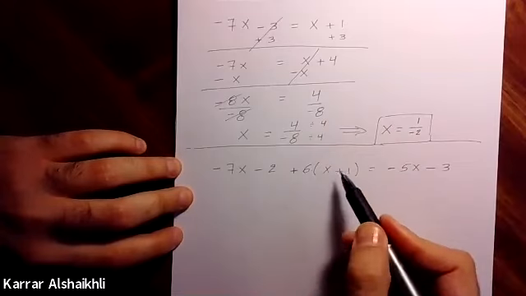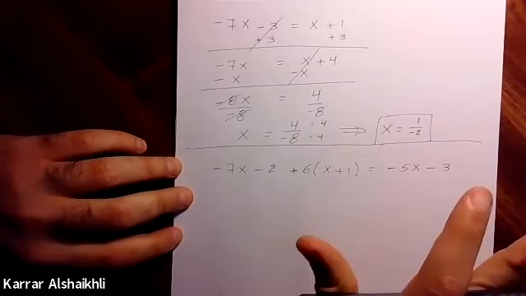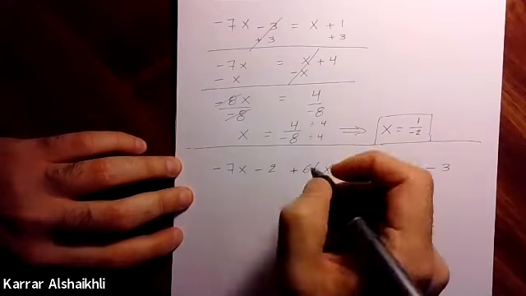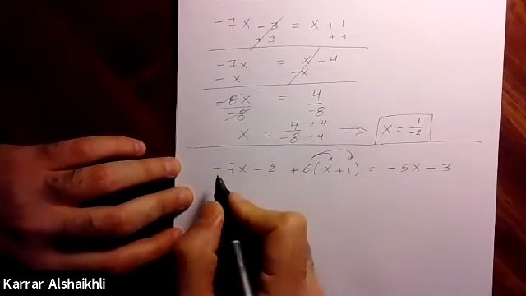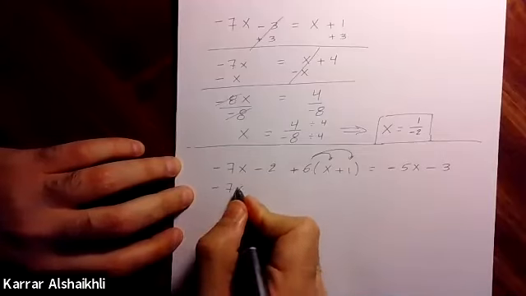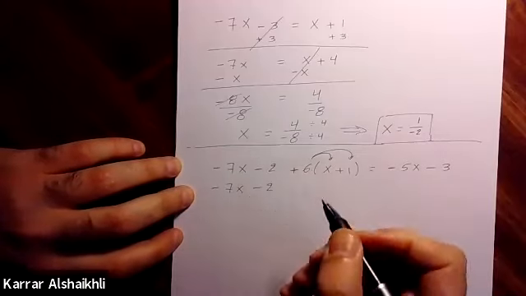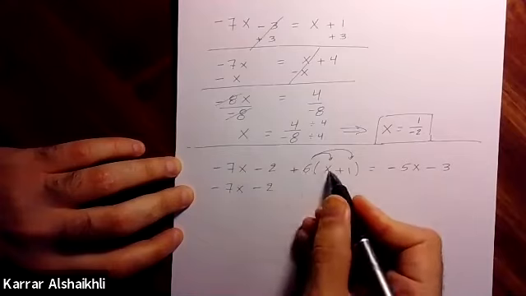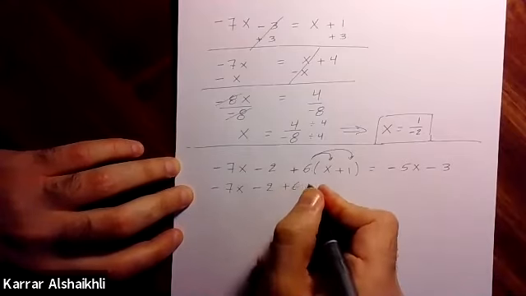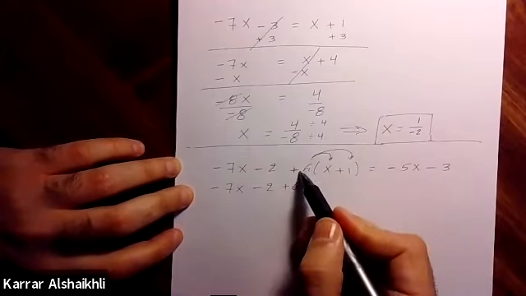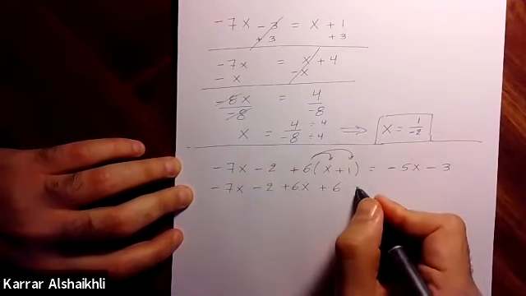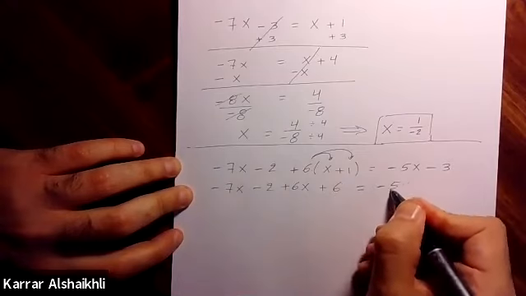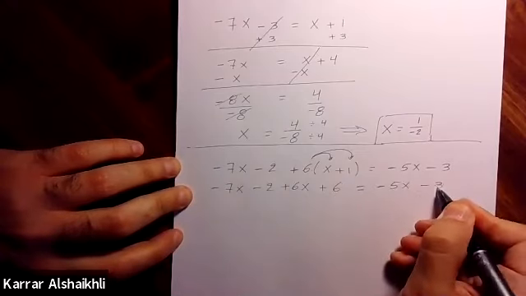this number is multiplied by this parentheses. Always the first step you have to do is distribute the number here on the parentheses. So here is negative 7x minus 2. Positive 6 times x is going to be plus 6x. 6 times 1 is going to be plus 6, equal negative 5x minus 3.